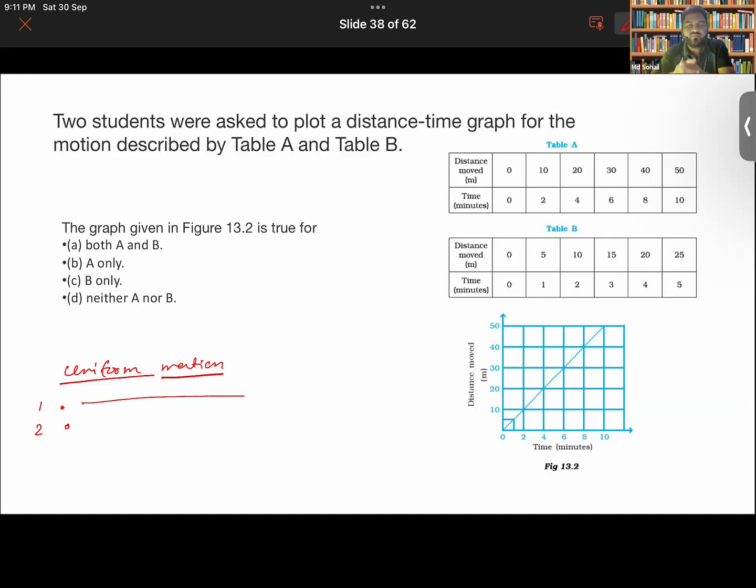Say it one more time. In uniform motion, the vehicle or the body travels equal distances in equal intervals of time. Yes, sir. Equal intervals of time. Okay. Now that is one thing. Also, I added one more thing in there: that the body travels with a constant speed.